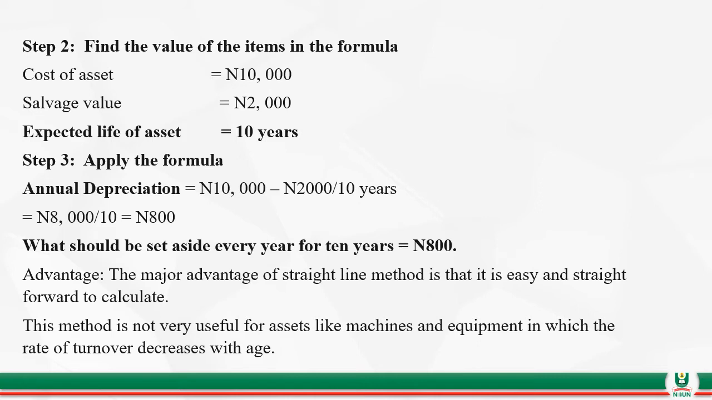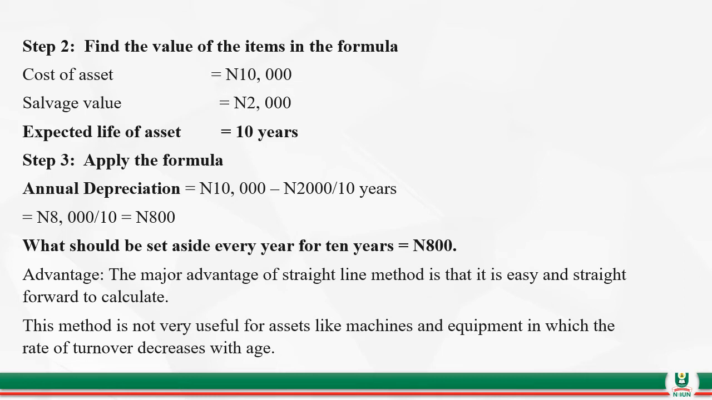So this is what is expected of you, every year you calculate and drop it. Whatever should be set aside every year for 10 years is this. That's the annual depreciation of that asset. At the end of every year, you keep 800 naira. You will be able to realize the money you can use to replace the machinery after those 10 years. But if you don't do that, you end up borrowing to replace.